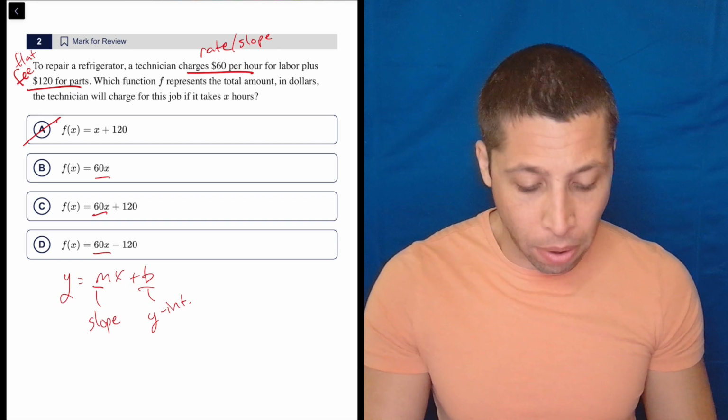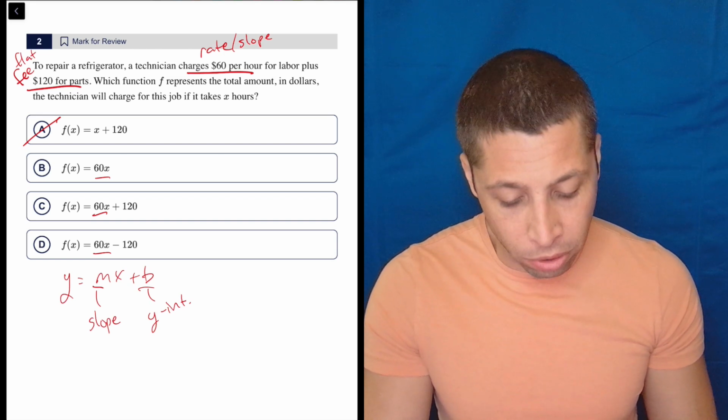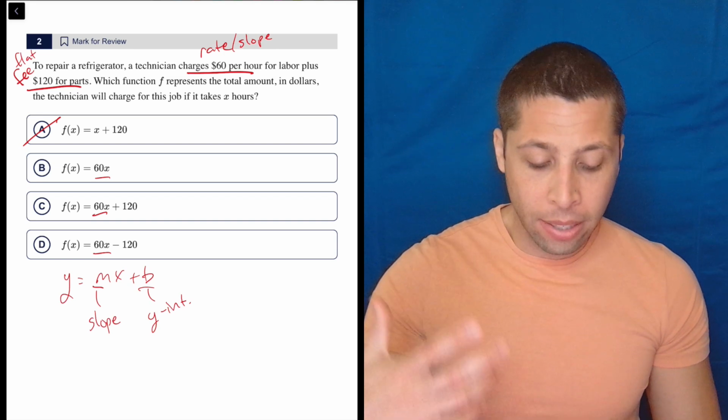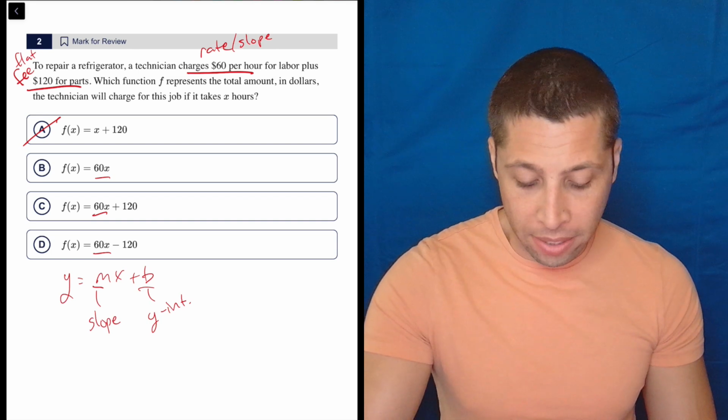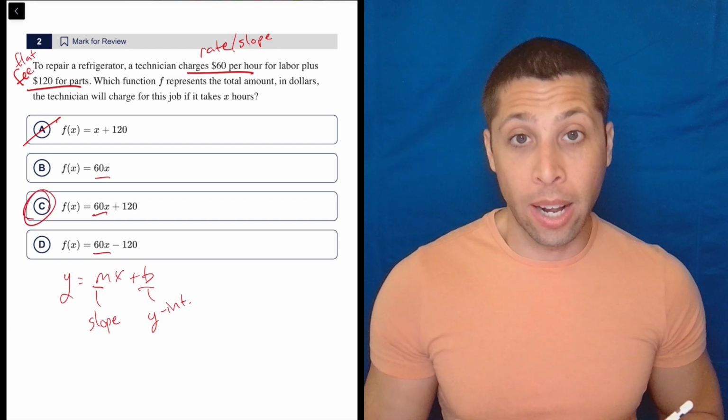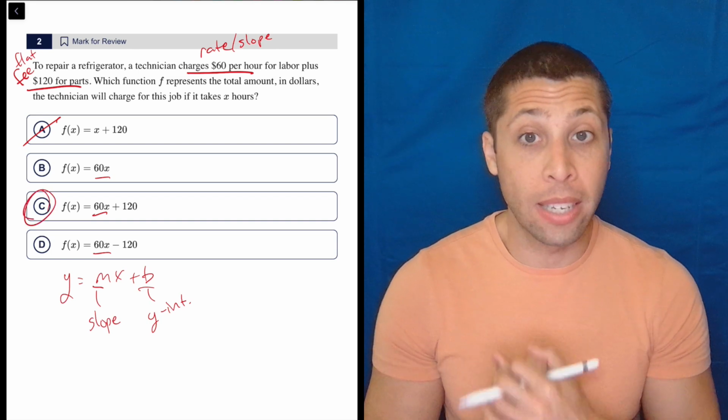So which function f represents the total amount in dollars the technician will charge for this job if it takes x hours? Well, we have $60 per hour, so that's the 60x, plus $120 that you have to pay no matter what. So choice C is the answer.